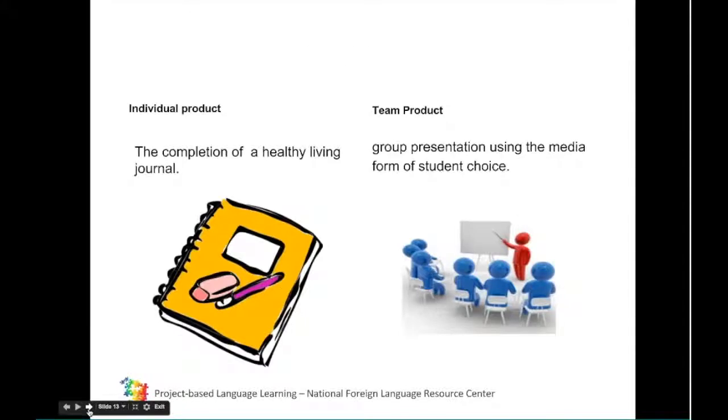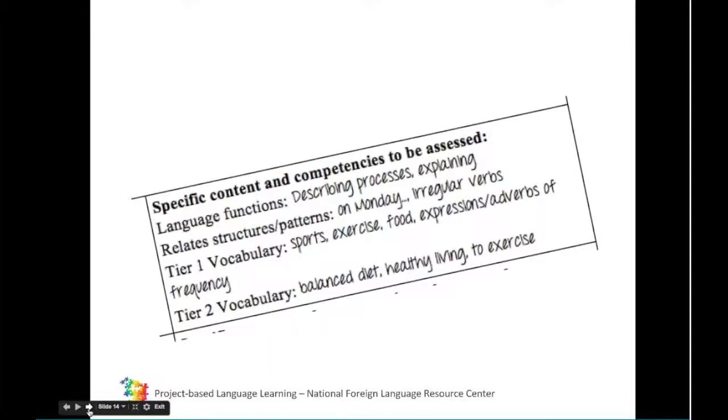In order to create a healthy living journal, students will use the language function of describing processes and explaining. Some related structures they will need are the imperative, and they would also have to know certain irregular verbs. Tier 1 vocabulary would include sports, exercise expressions, and adverbs of frequency. Tier 2 vocabulary includes balanced diet, healthy living, and to exercise. So we need to ensure that we design tasks around those language functions and vocabulary.